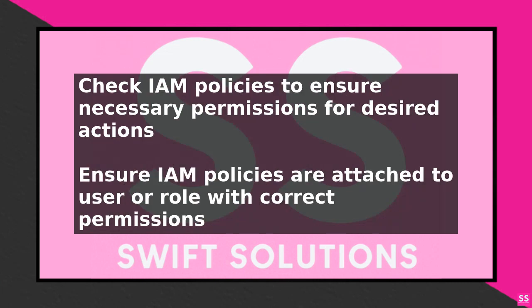IAM policies define what actions can be performed by a specific user or role. Make sure that the IAM policies attached to the user or role have the necessary permissions to perform the desired action. You can check the IAM policies by logging in to the AWS Management Console and navigating to the IAM dashboard. Another common cause of permission errors is the lack of necessary dependencies.